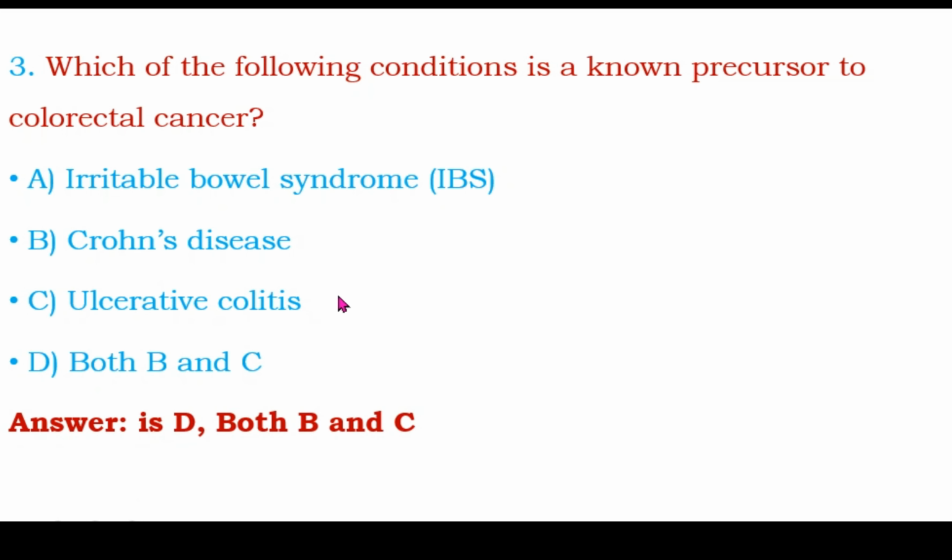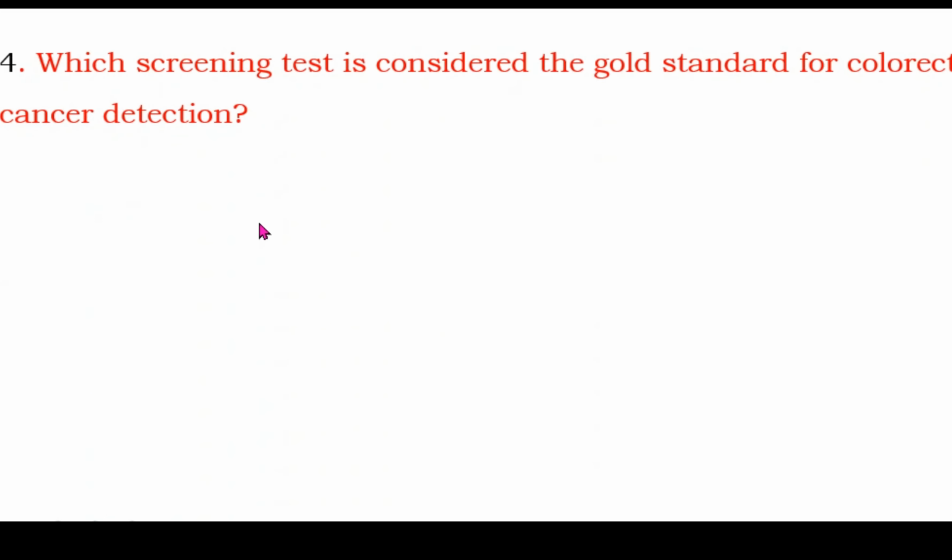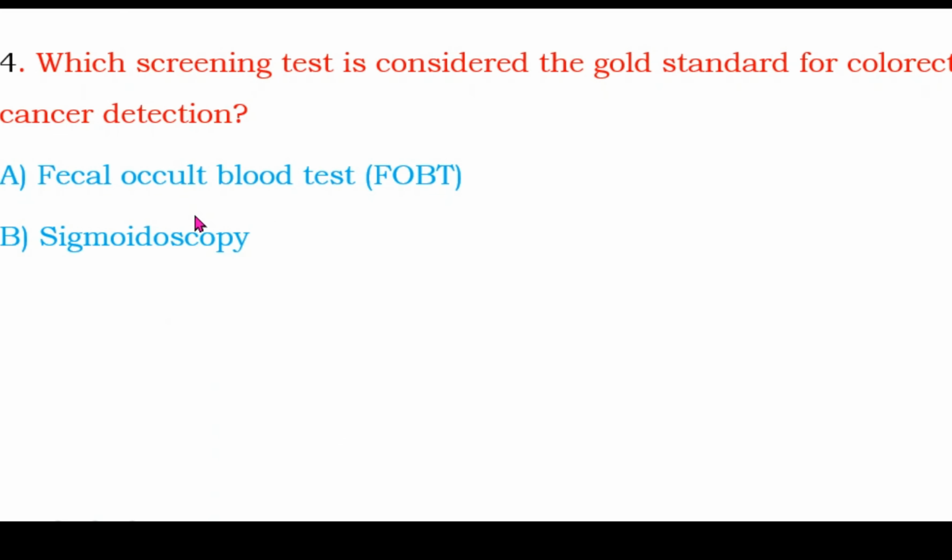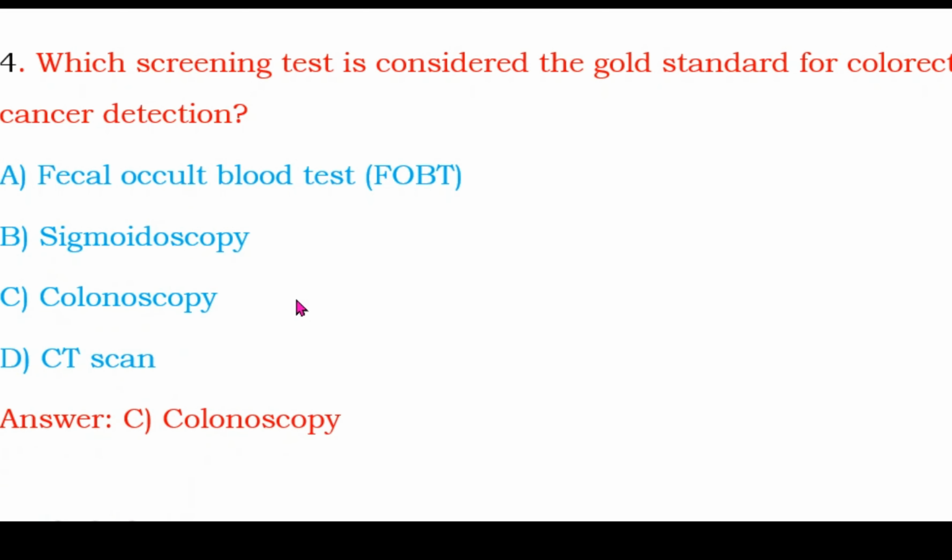4. Which screening test is considered the gold standard for colorectal cancer detection? A. Fecal occult blood test, FOBT. B. Sigmoidoscopy. C. Colonoscopy. D. CT scan. Let us give you one minute to answer. Answer C. Colonoscopy. Explanation. Colonoscopy allows direct visualization of the colon and rectum, enabling early detection and removal of precancerous polyps.